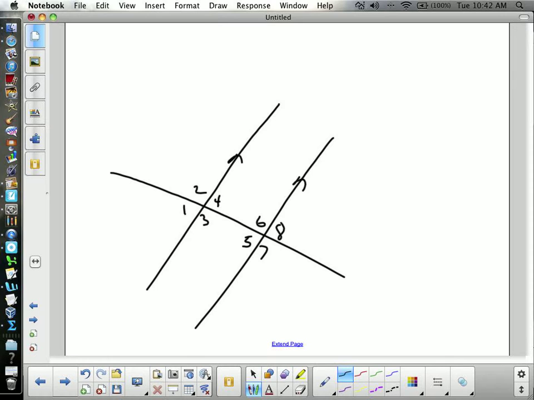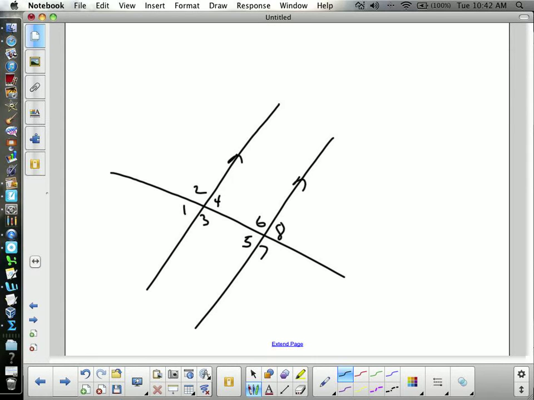6 and what are consecutive interior? 6 and 4. Wait, that's a 4? That's a 4. Oh, I can't see. Okay. 2 and what are alternate exterior? 7. And 7 and what are linear pair? 8 and 5. 8 or 5, it doesn't matter. Angle 8 or angle 5.